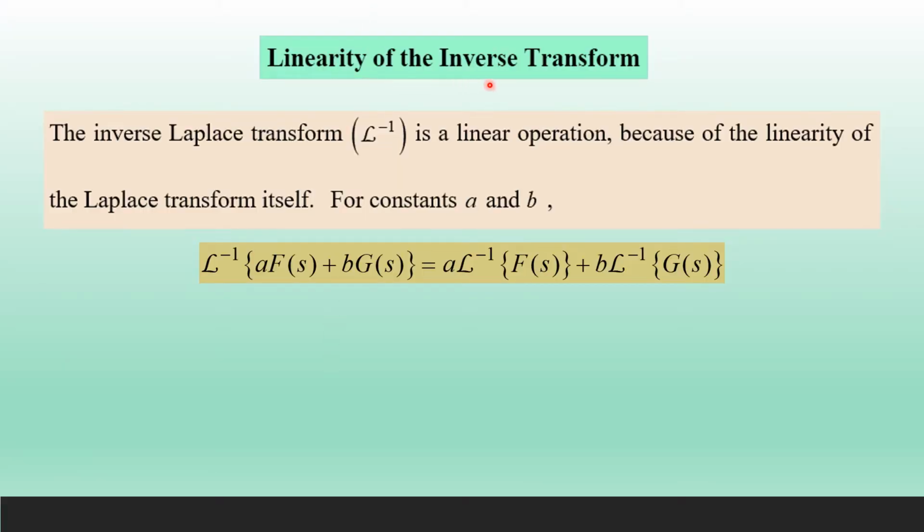Linearity of the inverse transform. The inverse Laplace transform is a linear operation because of the linearity of the Laplace transform itself. In section 6.1, we learned the linearity of the Laplace transform. For constants a and b, the inverse Laplace transform of a F(s) plus b G(s) is equal to a times the inverse Laplace transform of F(s) plus b times the inverse Laplace transform of G(s). This means that the inverse Laplace transform of a sum of two functions in s is equal to the sum of the inverse Laplace transforms of each function in s. At the same time, the inverse Laplace transform of a constant multiplied by a function in s is the same as the constant multiplied by the inverse Laplace transform of that function in s.